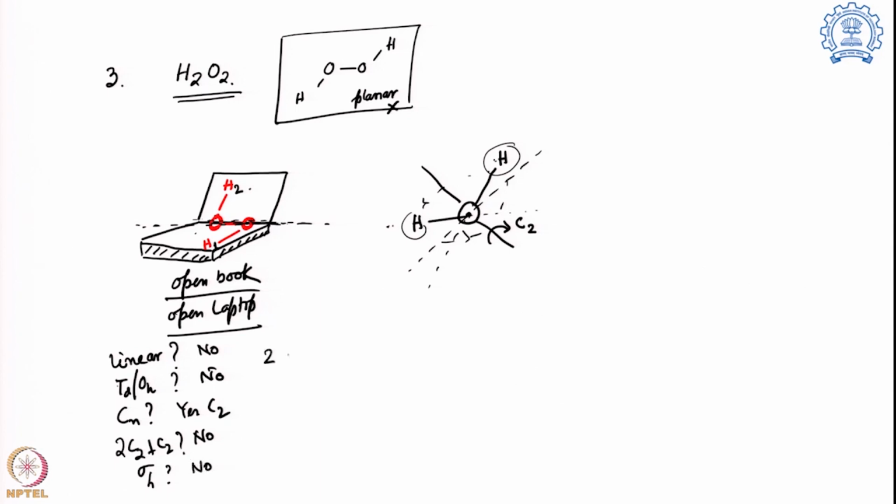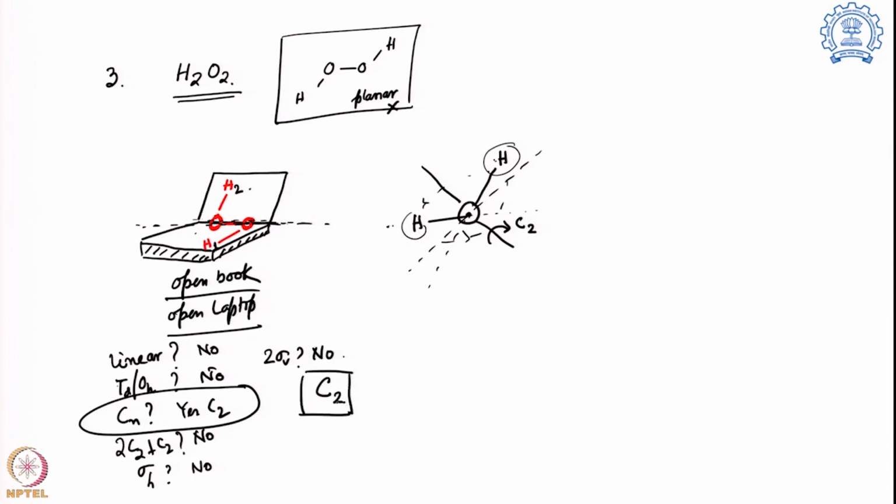Do 2 sigma v's present? Now, sigma v are 2 planes which are going to bisect this molecule, and the only plane we can see that is bisecting the molecule is none. So, there is no such sigma plane present in this particular molecule. So, neither sigma h nor sigma v. So, if this is the case, then we say the point group of the molecule is actually C2. So, that is the point group of the molecule.